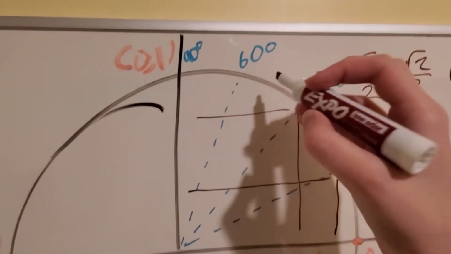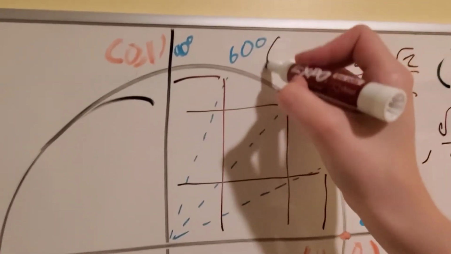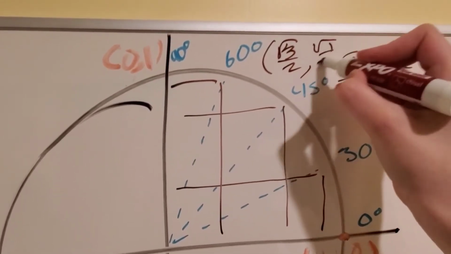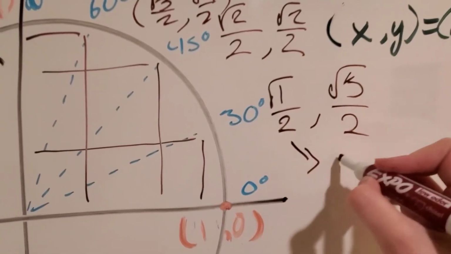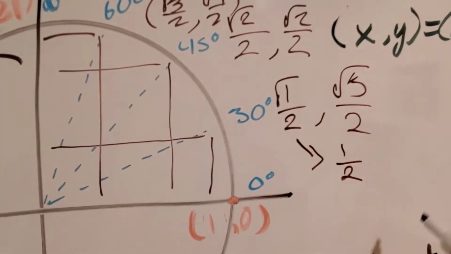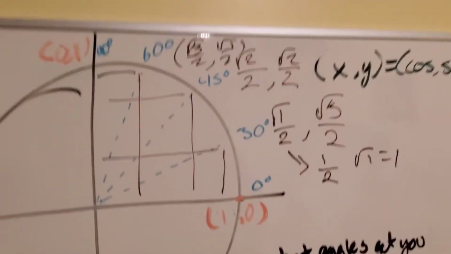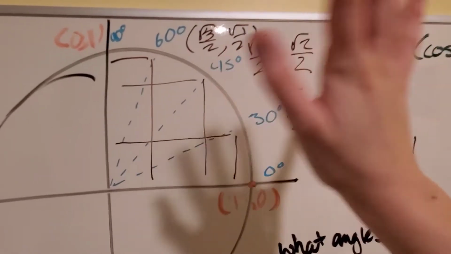And then at 60 degrees, we go out a very small area, but we go up a very large area, so it's the square root of 3 over 2, comma, square root of 1 over 2. And the square root of 1 over 2, I'll go back down here, translates to 1/2 because the square root of 1 equals 1. So that's the very easy way to figure out what sine and cosine are at different places.